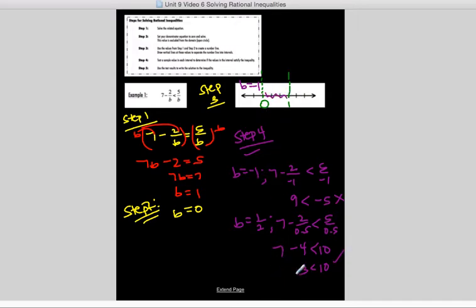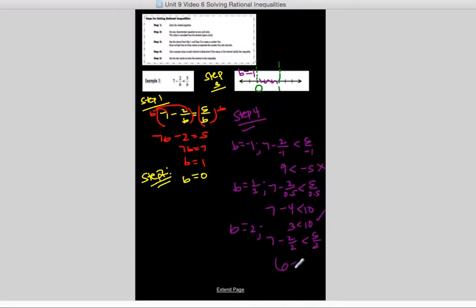Lastly we should check a number greater than 1, so I'm going to plug in 2. b equals 2. I would have 7 minus 2 over 2. Is that less than 5 over 2? This is really 7 minus 1, which gives me 6. Is that less than 2.5? No, it is not. So using our number line, we get to step 5, which is to answer the inequality. We're going to write it out.